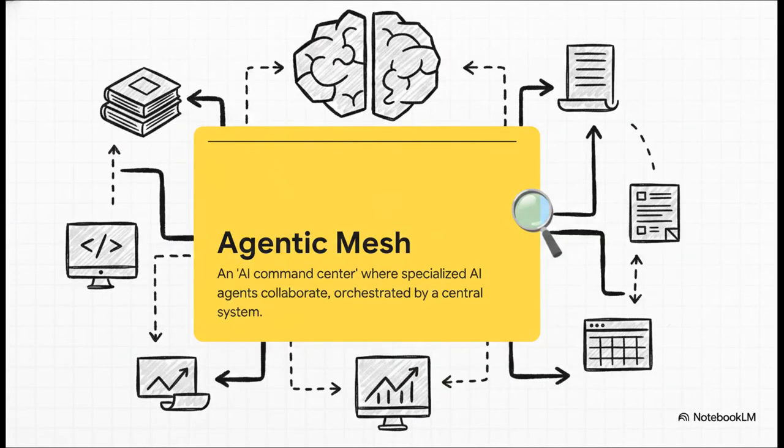Okay, so what is it we're even trying to build here? Just imagine a kind of AI command center. You've got your team of specialists all lined up. One's a research genius, another's a coding wizard, and a third is a master of data. And they're all collaborating on some huge, complex problem, with a central brain telling them exactly who needs to do what and when. And that, my friends, is what we call an agentic mesh.